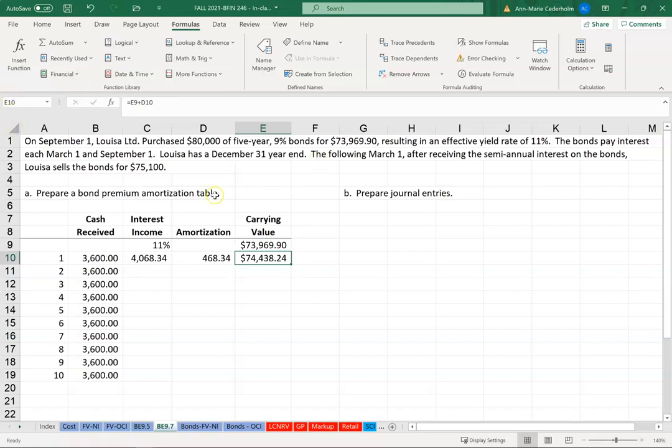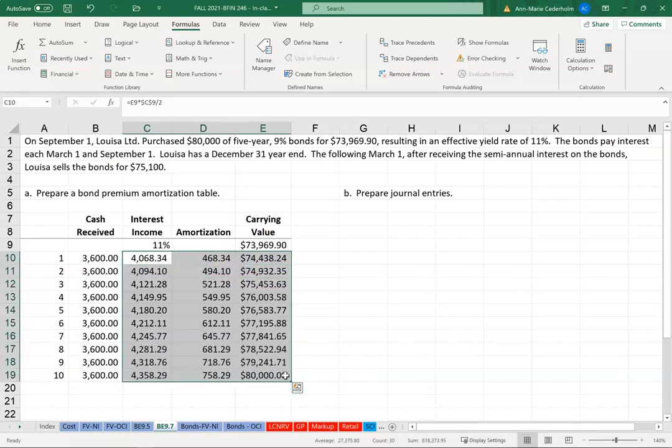Now, instead of putting a formula in every single time on each line, I could just drag the formula down. But I just have to change this one because I always want it to take C9 on all of my formulas when I drag it down. So when you put a dollar sign in front of it, it just locks it. It just says, I'm always going to take 11%. And now I can just highlight those and then drag it down. And hopefully it comes out to 80,000.